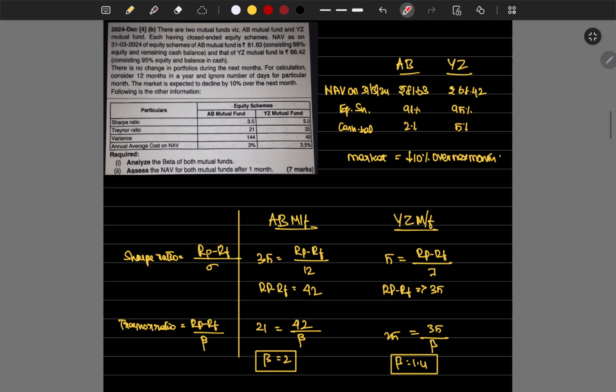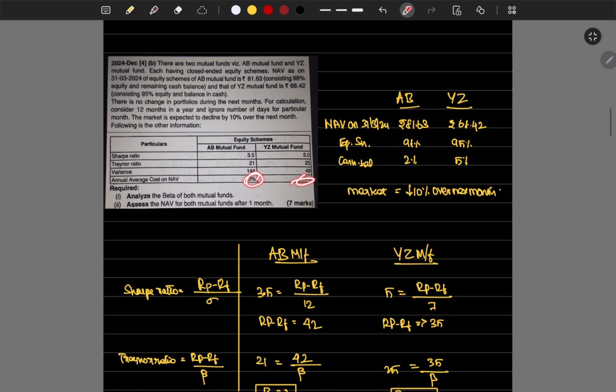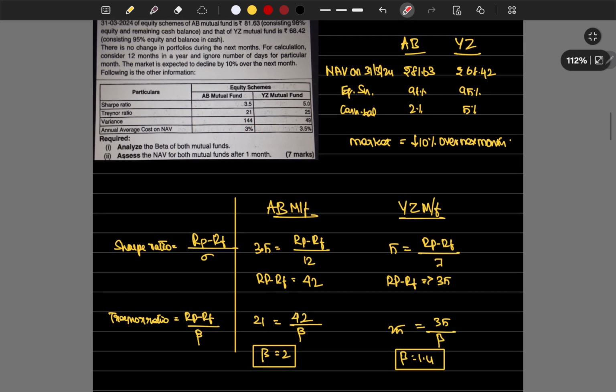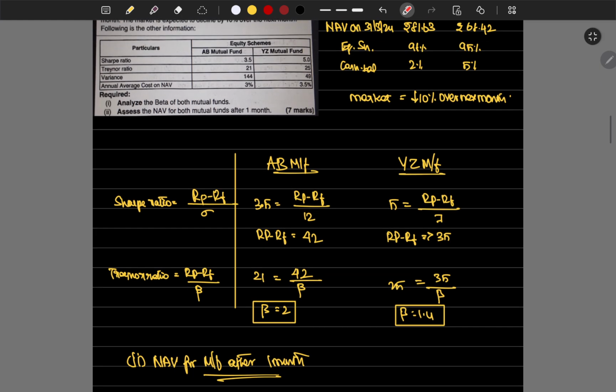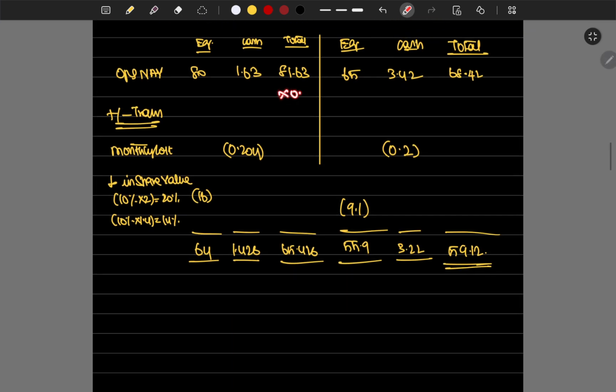So what's the monthly cost they are incurring? 3% in a year, divided by 12, and the resulting percentage should be multiplied into this. You will get this value. How to calculate this: 3 divided by 12 is 0.25, so 0.25 percent. You'll get this value. This amount will be deducted from the cash balance.